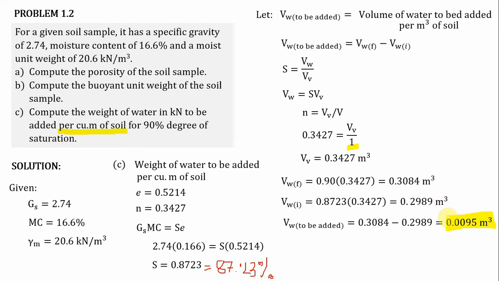Okay, so ito yung volume of water na i-add natin. Pero take note, yung question niya is to compute the weight of water in kilonewton. So convert muna natin. Therefore, weight ng water is equal to unit weight ng water times volume of water para ma-weight in terms of weight siya. So weight of water to be added is equal to 9.81 times 0.0095.